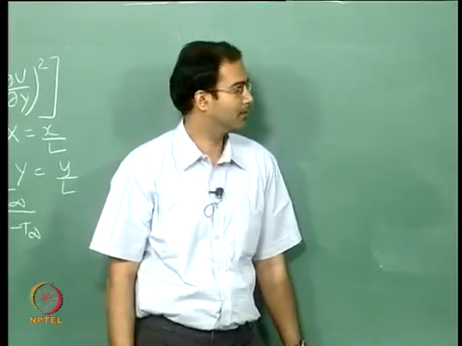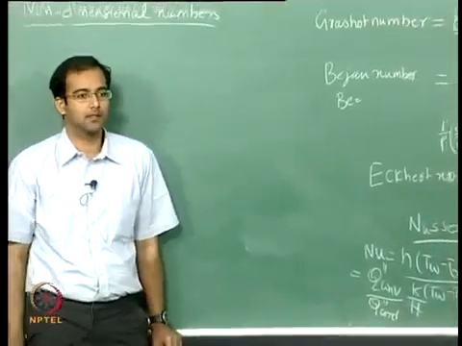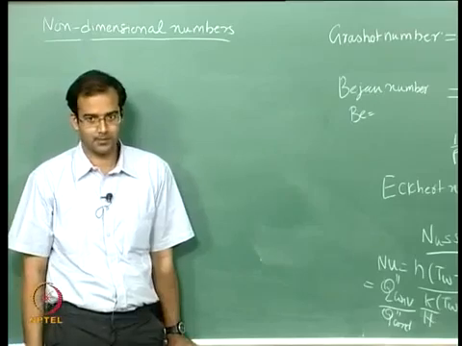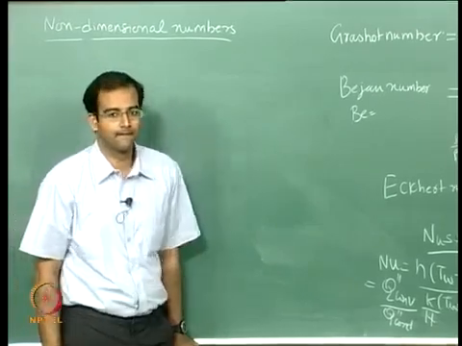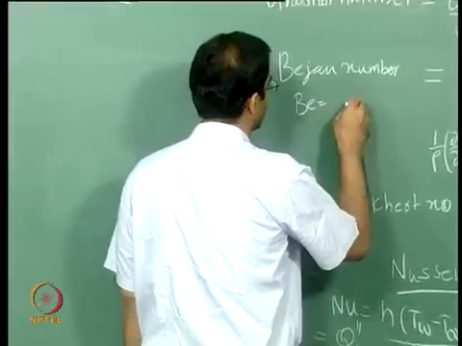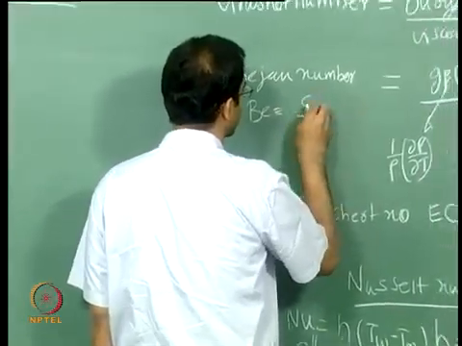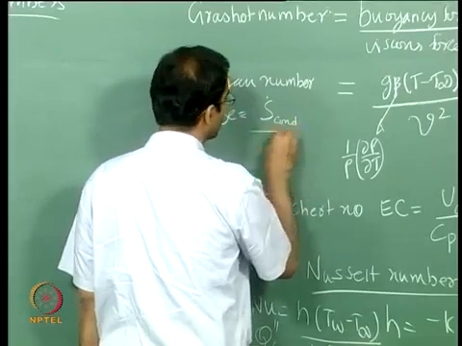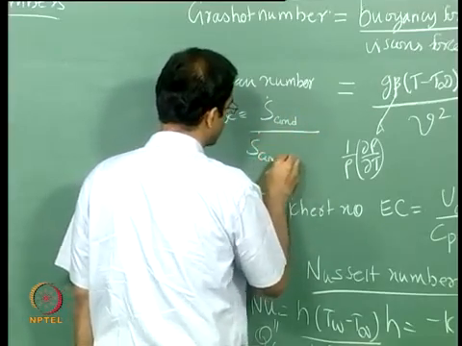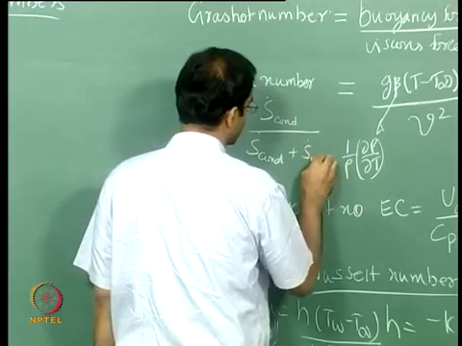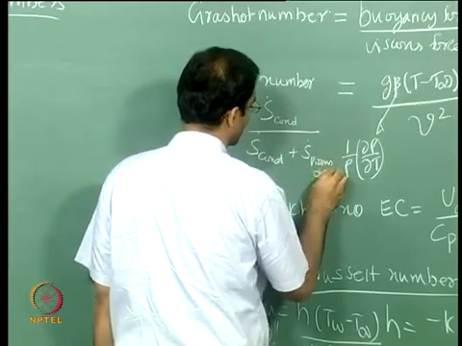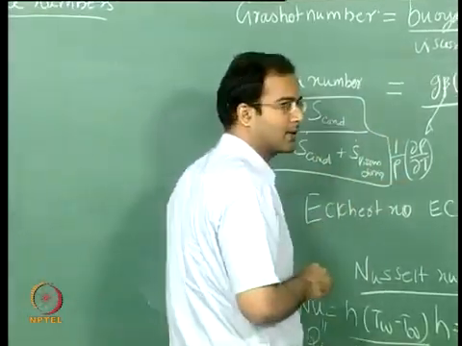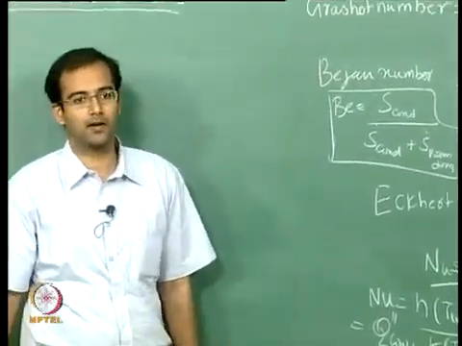In fact, I have also given one problem in your assignment to calculate the irreversibilities due to viscous dissipation. So this is your entropy generation due to conduction heat transfer plus entropy generation due to viscous dissipation. You can substitute the appropriate terms and you will arrive at what we have derived in the last class.